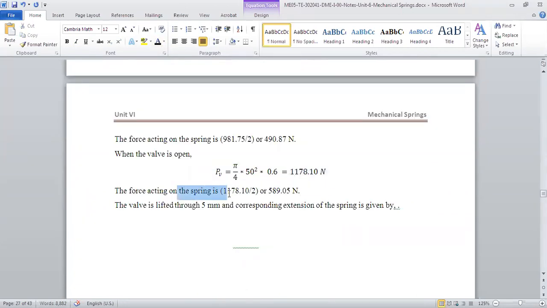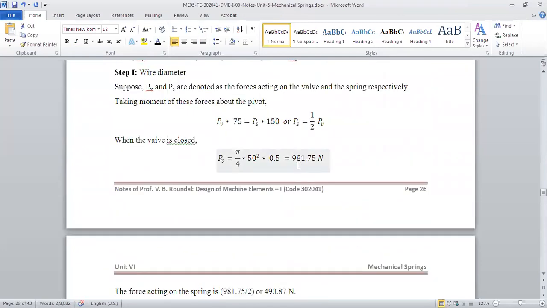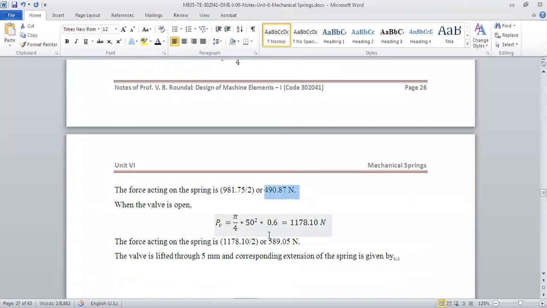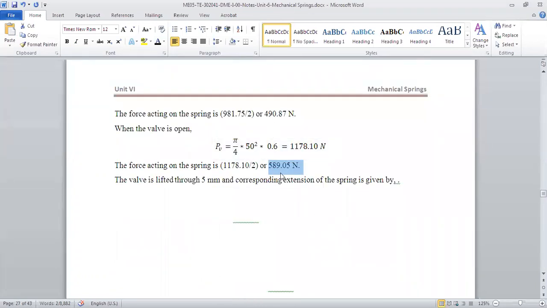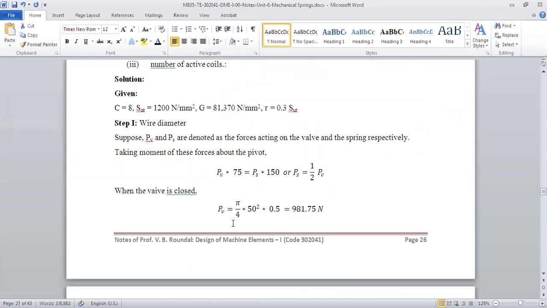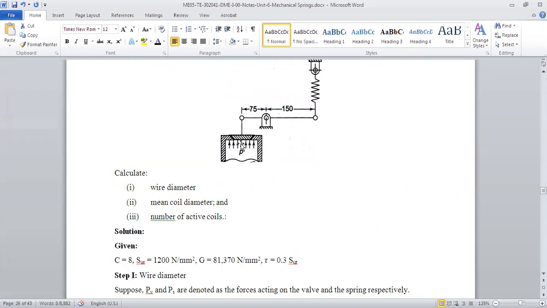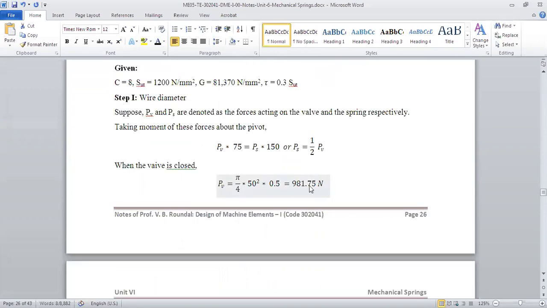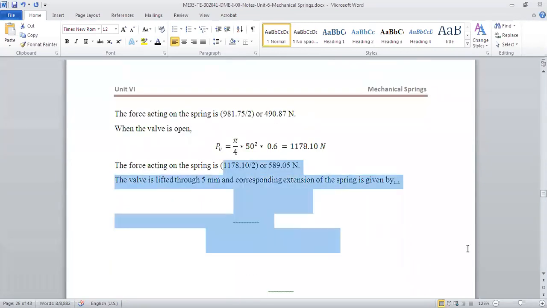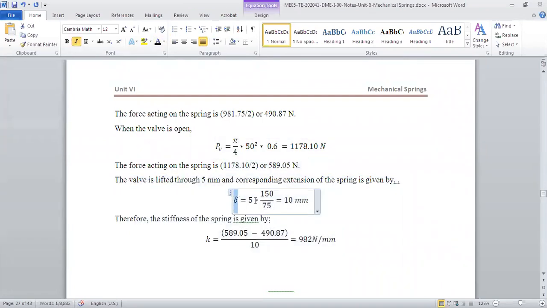Again, half of that, as per this formula, is the load in the spring. So the minimum load in the spring is 490.87, and the maximum load in the spring is 589.05 Newton. For this load, the valve will be lifted by 5 mm. That is what they are saying: maximum lift of the valve is 5, meaning the valve will move by 5 mm. At that time the spring will move double the distance, that is 10 mm. So delta, the deflection of the spring, is 5 into 150 upon 75.